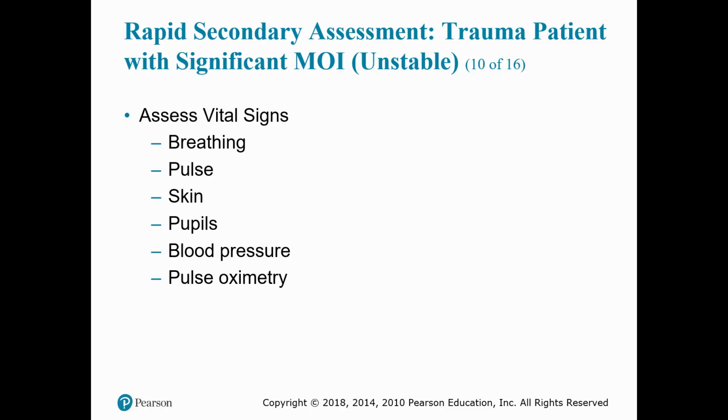While checking the pulse, we want to assess the radial pulse in the adult and child patient, while in the infant less than 1 year of age, we're going to go to the brachial pulse. If the radial pulse is not present, let's go to the carotid pulse.